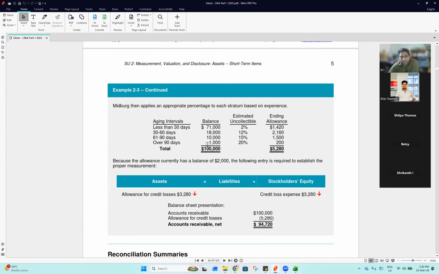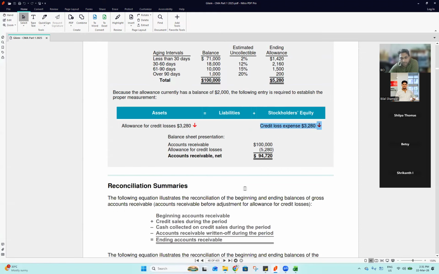Above 90 days, we will consider 20%. This is all management's call. Management will decide what percentage they need. Clear? Either they can start with 10% or 50%, whatever they want. Now, because the allowance currently has a balance of 2,000, the following entries are required. The ending balance should be 5,280. Clear? Already they have 2,000 as their opening balance. Now their credit loss expense will be 3,280.